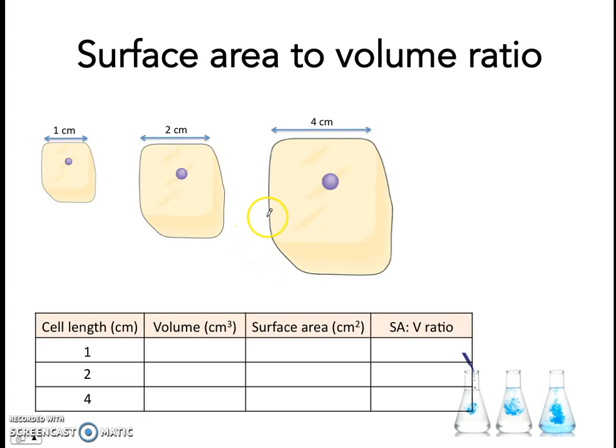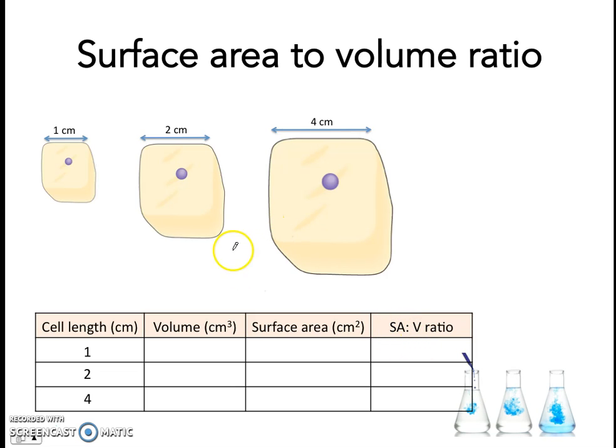Alright, let's put some of that into practice. So here I have 3 cells, 1 cm long, 2 cm long, 4 cm long, and I want you to try to work out what the volume, surface area, and surface area to volume ratio is for each of the cells. And take a look at what pattern you find. So pause the video here and work it out for yourself.